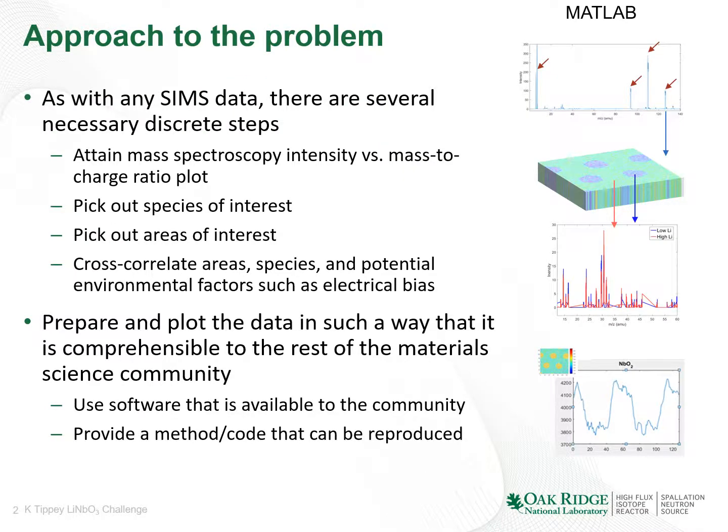So, as with any SIMS data, there's a few necessary steps. You have to be able to plot intensity versus mass to charge ratio. You have to be able to analyze which regions are interesting and tell the difference between them, to pick out species of interest, say oxygen or hydrocarbons, and cross-correlate all these areas with possible environmental factors like electrical bias.